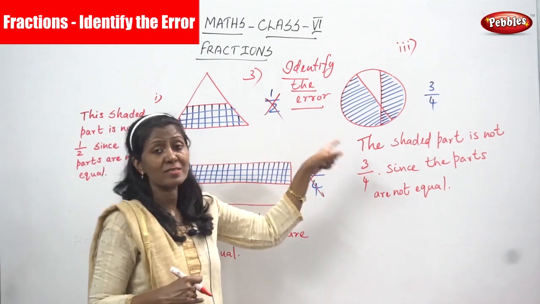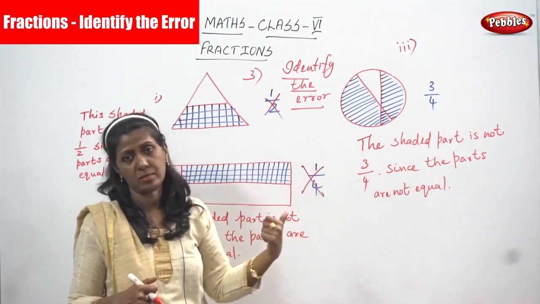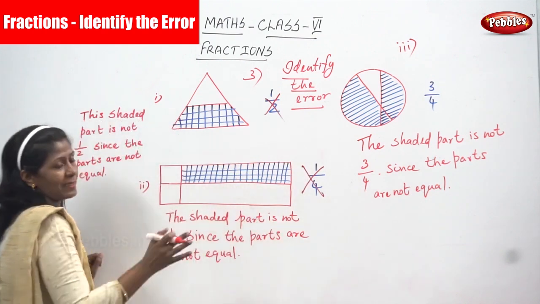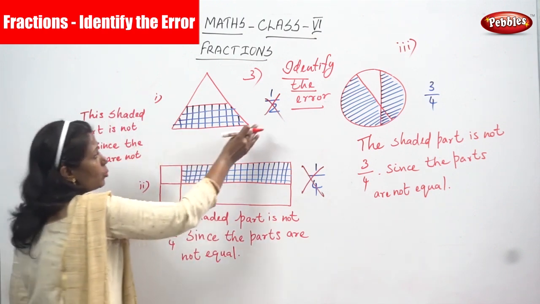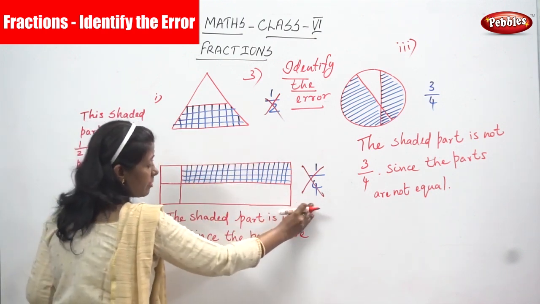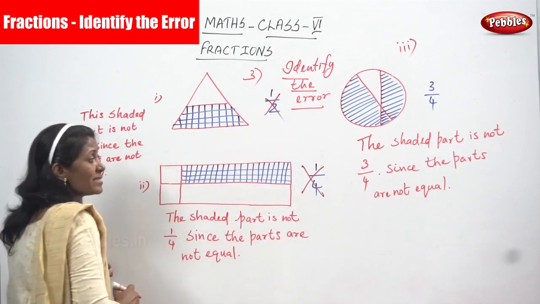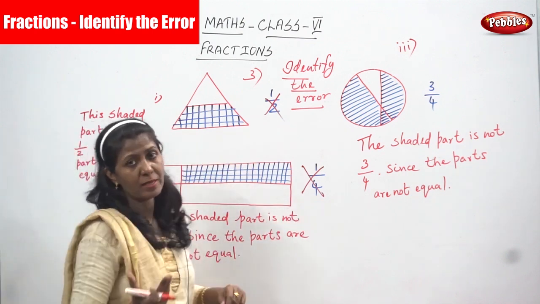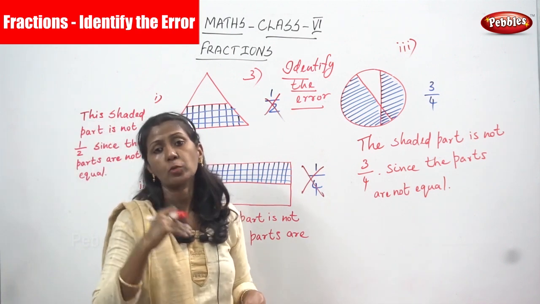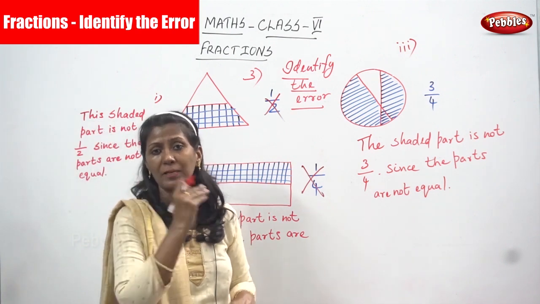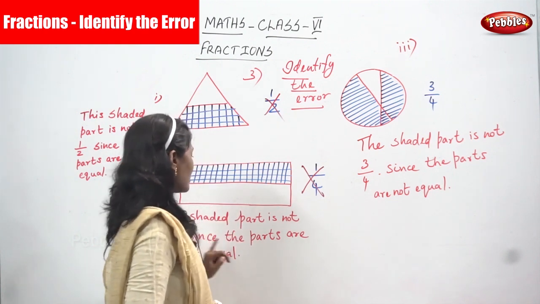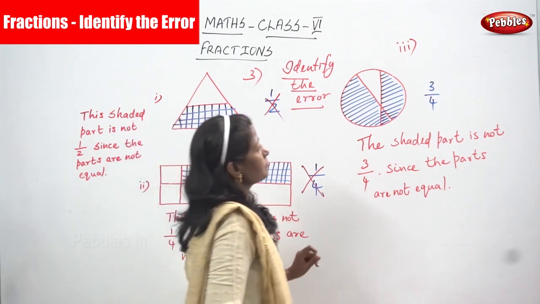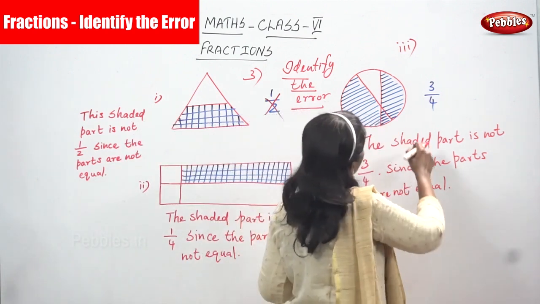Whatever fraction has been written is not exactly right. That means it is exactly wrong. The right answer is: this is not 1 by 2, this is not 1 by 4. Because 1 by 4 means whatever object you have taken should be cut into equal parts, then you shade the particular portion. So the shaded part is not 1 by 4 since the parts are not equal.